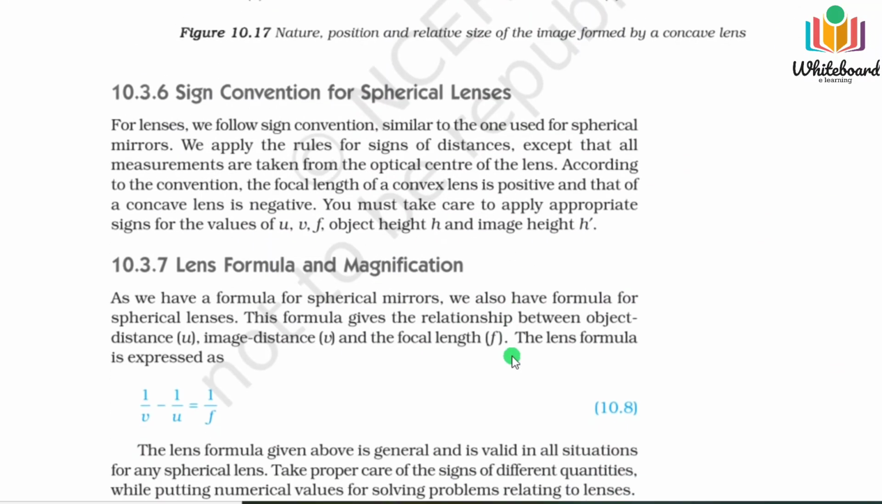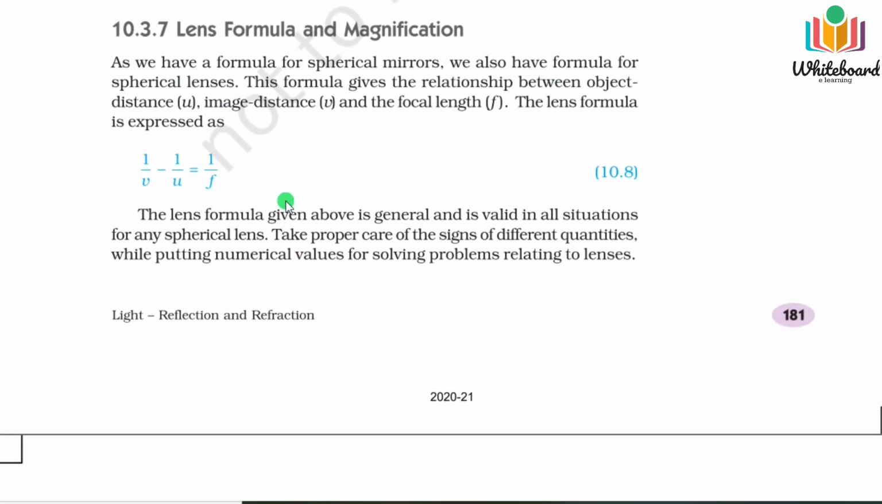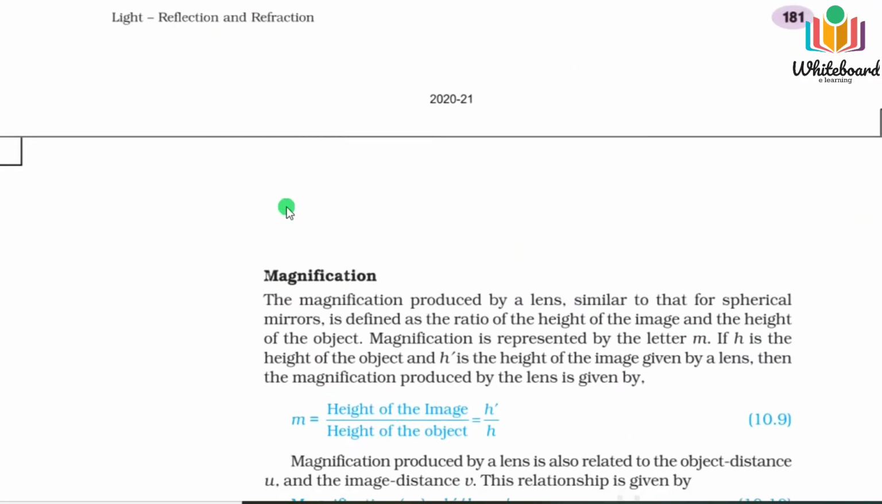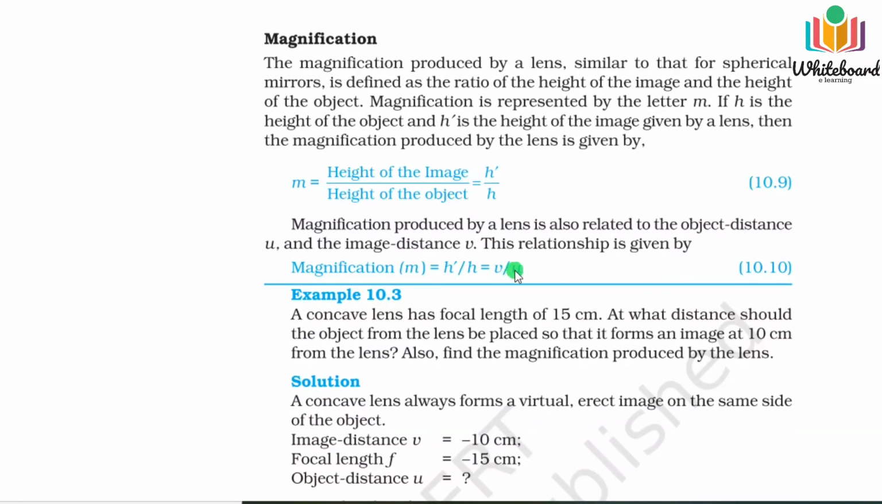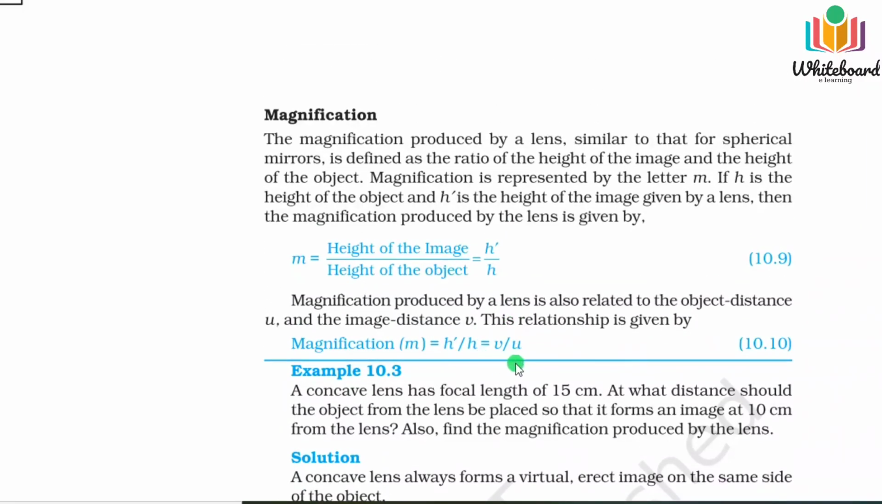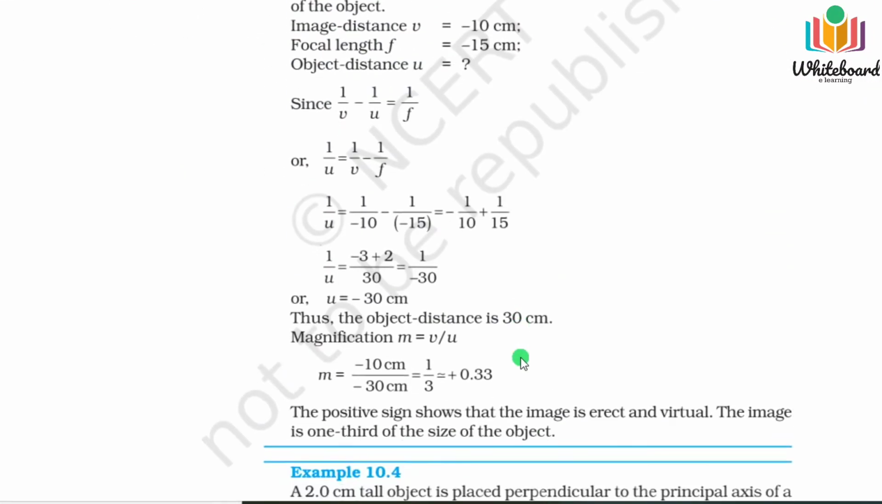And the sign convention, we have already used and discussed the same sign convention. Now the magnification will be h dash by h1, and it will be equal to v by u. In the case of the mirror, you have seen minus v by u, but here it will be only v by u.